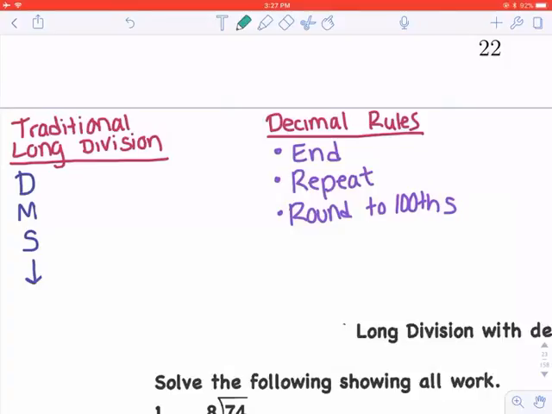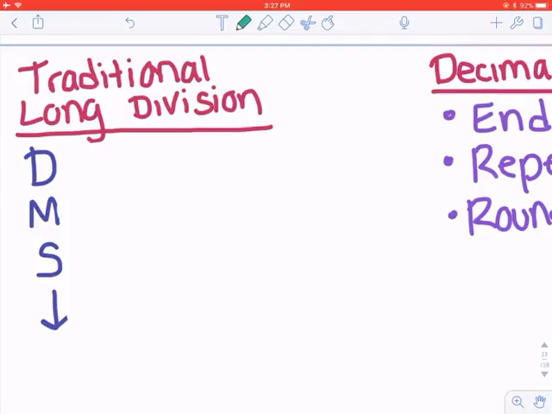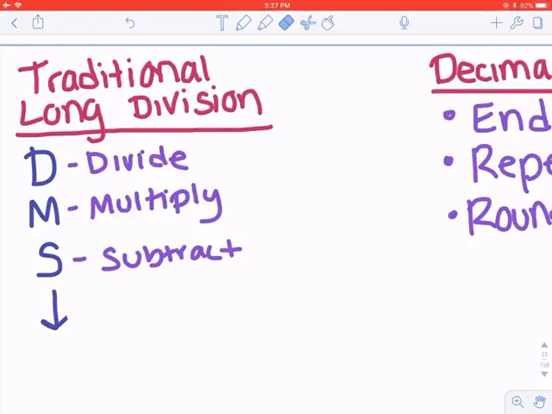Hi there. So we're going to talk about traditional long division today. Traditional long division uses these 4 steps over and over that I abbreviate with D, M, S, and then an arrow pointing down. The first step for a long division problem will always be divide. Next, multiply, subtract, and bring down. So that's going to be the 4 steps you see me reference over and over today.